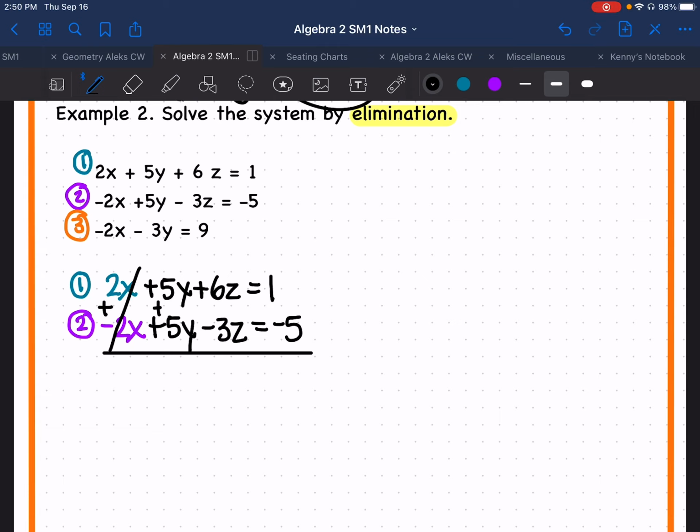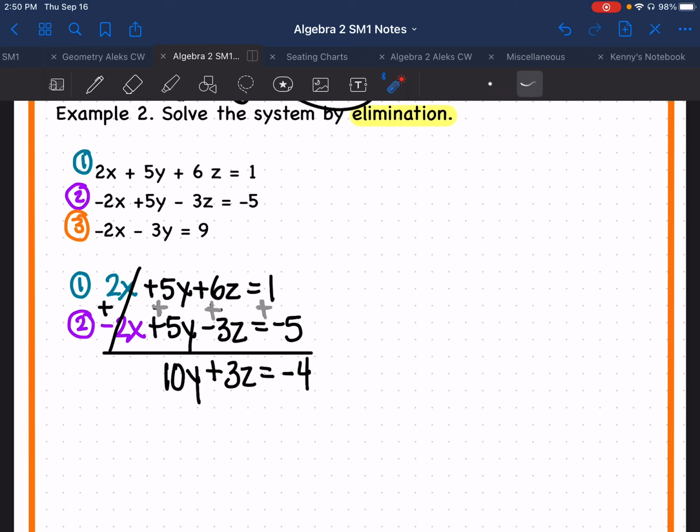I'm going to go ahead and add. Add, add, add. All right, here we go. 5 plus 5 is 10. Y tags along. 6 plus negative 3 is positive 3. Z tags along. And 1 plus negative 5 is negative 4.